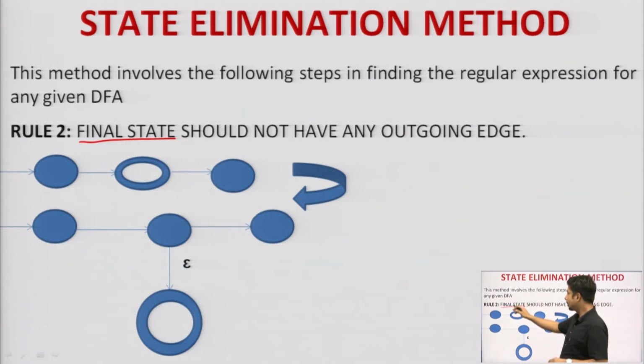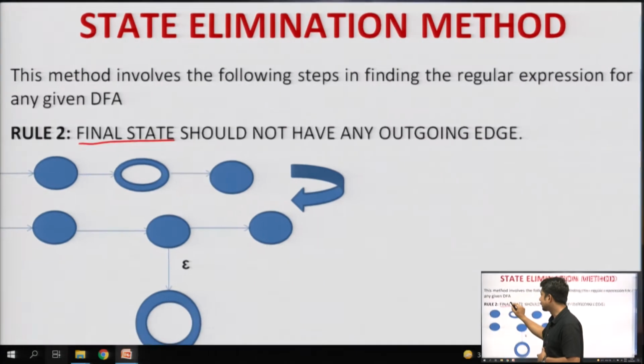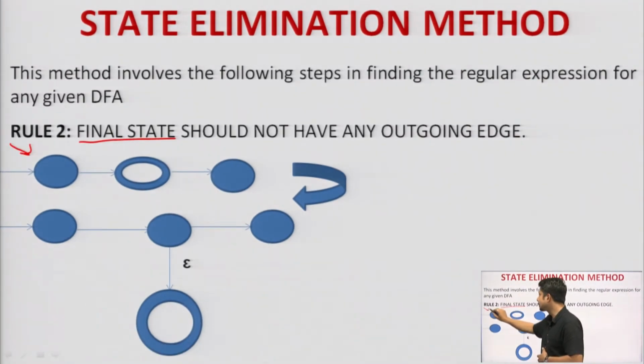So, rule number 2 says that the final state should not have any outgoing edges. Now, if you look into this given diagram, it comprises a final state, but this final state has an outgoing edge. So, this scenario cannot be allowed. How to resolve this? You make this final state a normal state and introduce a new final state.